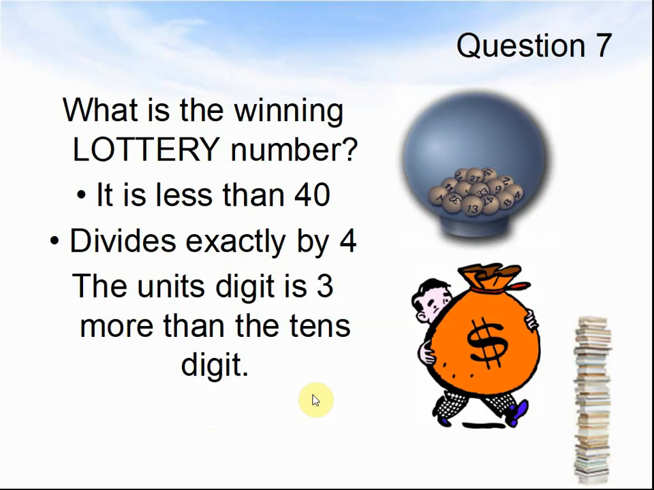What is the winning lottery number? It is less than 40. It divides exactly by 4. The units digit is 3 more than the tens digit. Pause the video until you are ready to answer question 8. Here comes question 8.